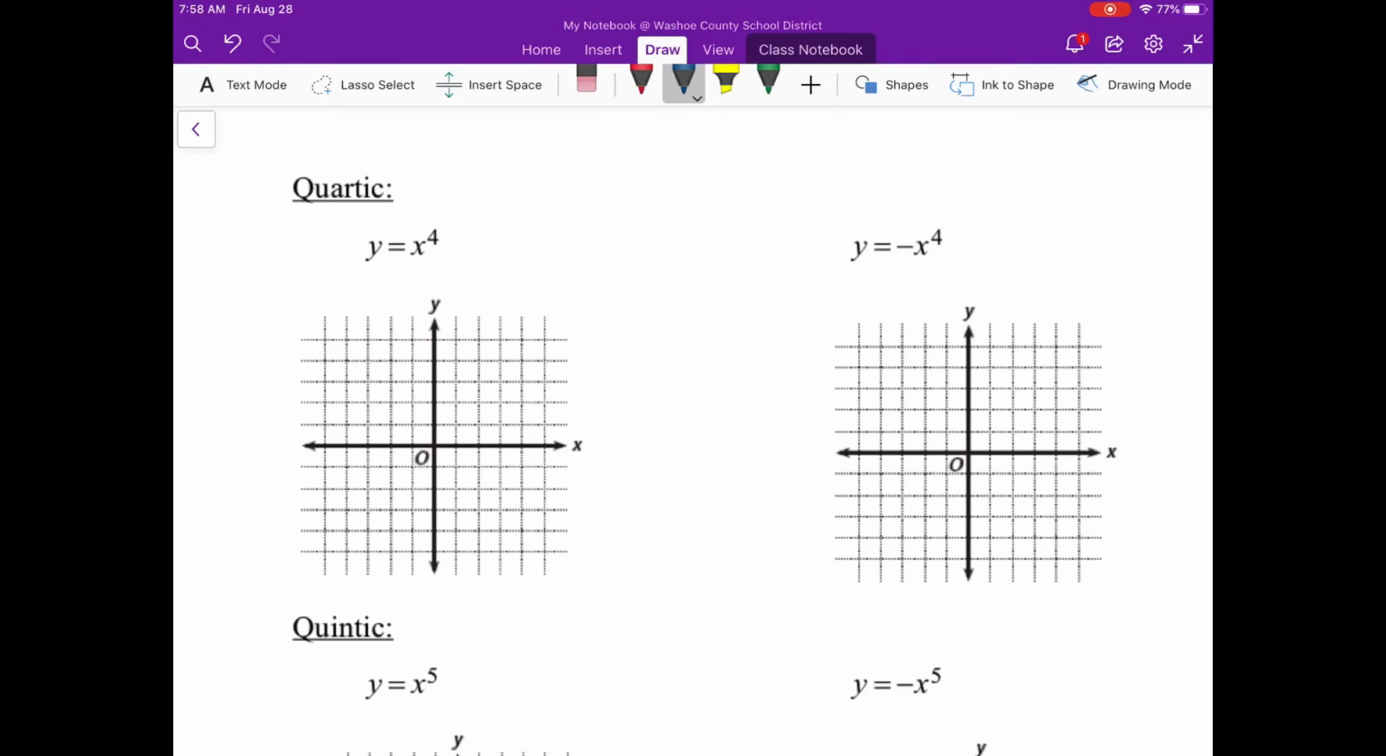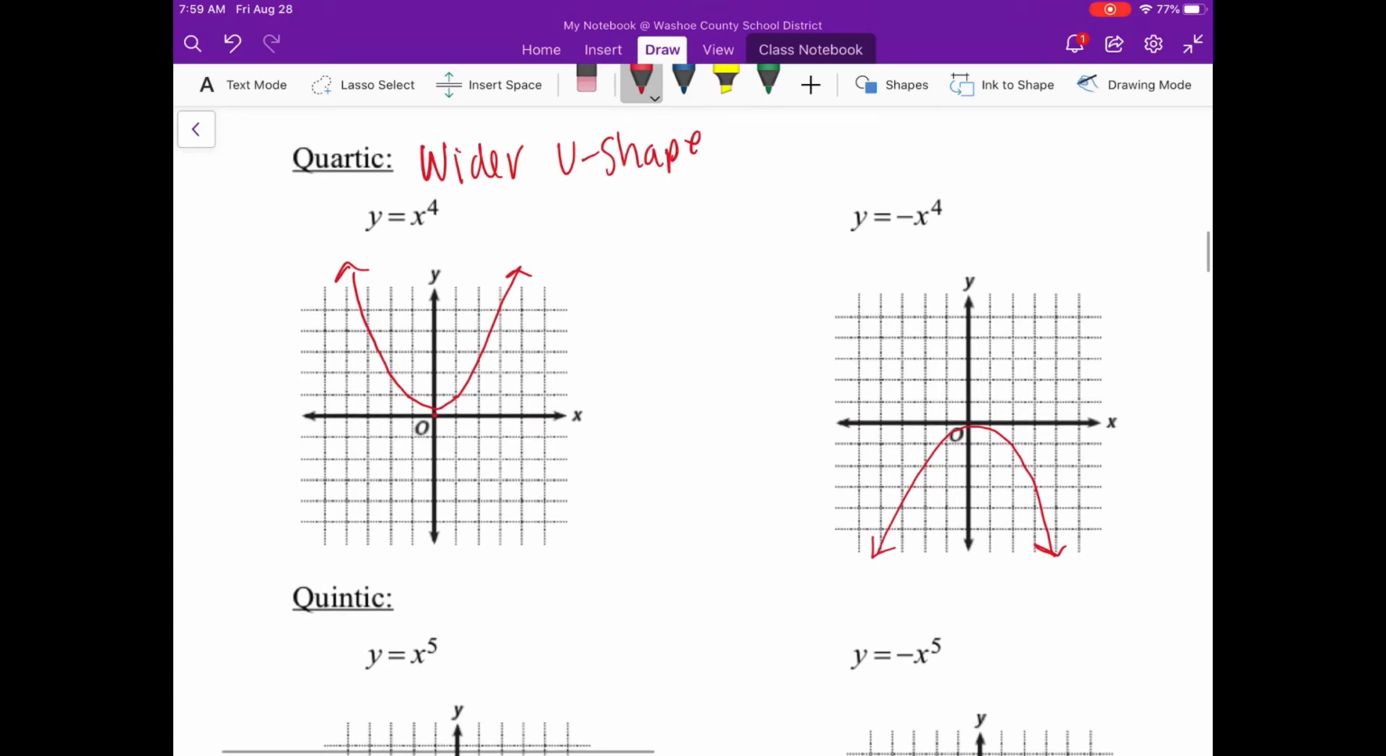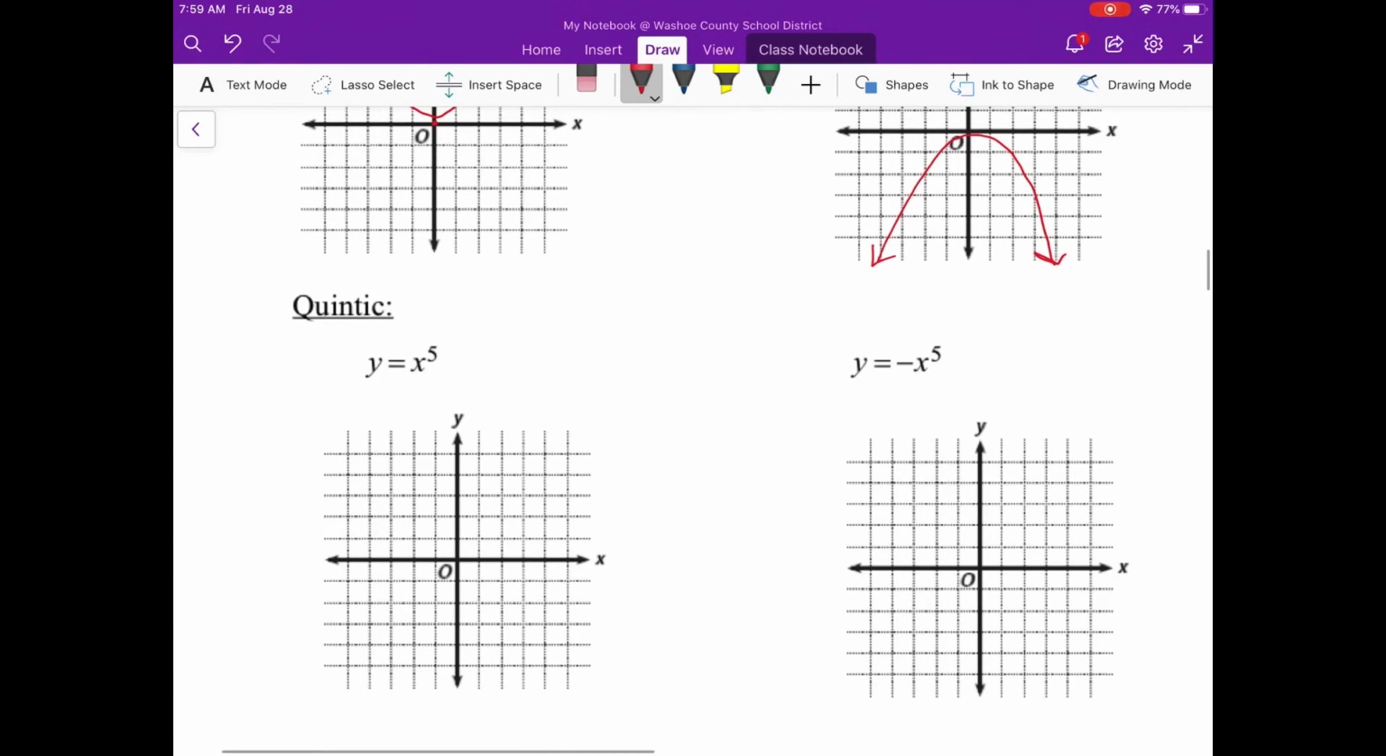And then x to the fourth is another even one, and this one is just going to be a wider U shape. And if you want to make a table of values, you'll see the difference there, but essentially it's just going to open up a little bit wider than your regular x squared. And same thing, the negative, all it does is it makes it reflect across the x-axis. So that's a quartic, x to the fourth power.